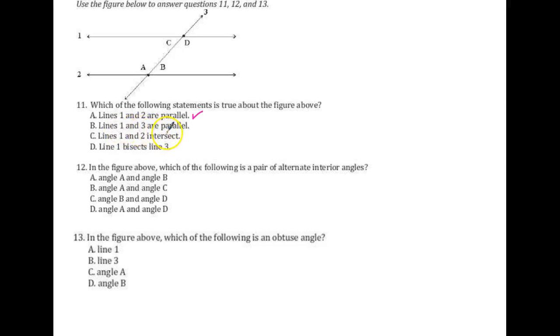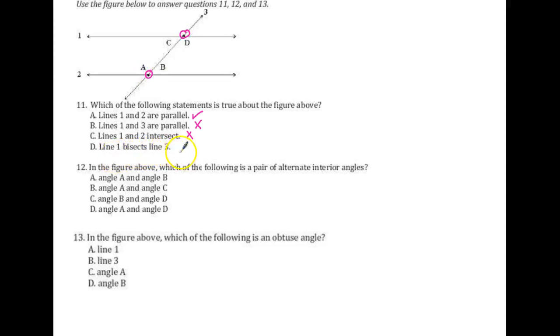1 and 3 are parallel. So 1 and 3, of course not. 1 and 2 intersect. Intersect means they meet at a point. So if line 1 and 2 are parallel, there's no way they're intersecting. So these are called intersections, where the 2 lines meet.